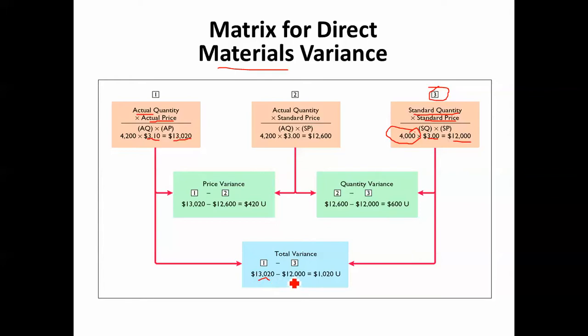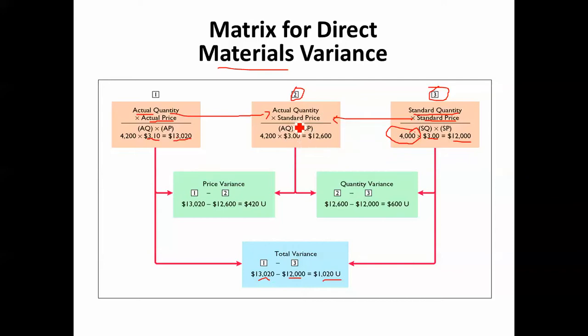13,020 is the actual, 12,000 is the standard. So we have a 1,020 unfavorable variance. Now keep in mind that unfavorable variance is a price variance and a quantity variance. So now, step 2, we have to break it out. We form a middle column here. We take the actual quantity from over here and the standard price from over here, and we say, okay, actual quantity 4,200 times 3.